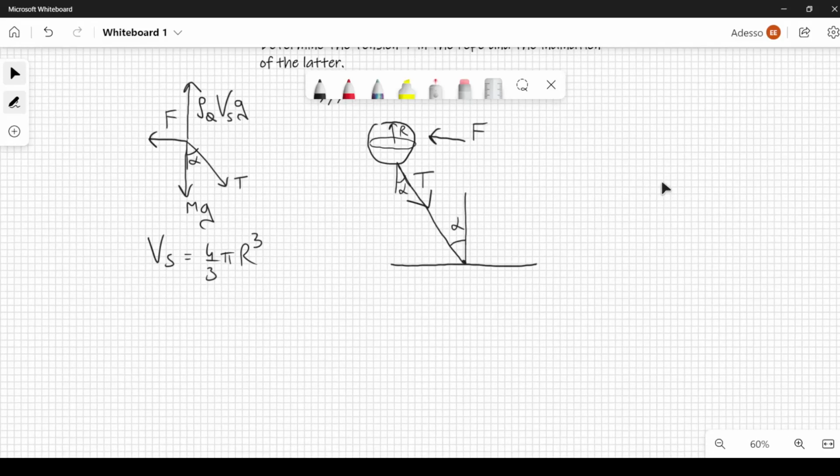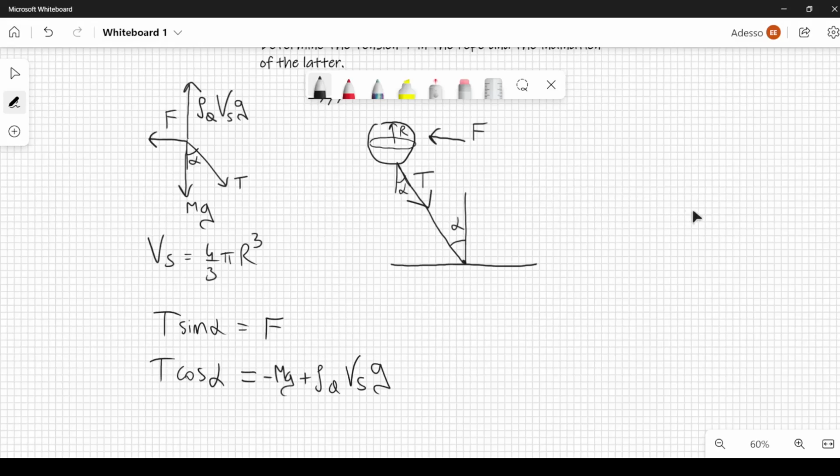Then we can write down two equations. One is to balance the forces horizontally, so it means that T times the sine of alpha will have to be equal to F. And then we have to balance the forces vertically. So T cosine alpha plus mg should be equal to rho A Vs g, the volume of the sphere times g. So let me rewrite the equation below like this: T cosine alpha is equal to minus mg plus rho A Vs g.